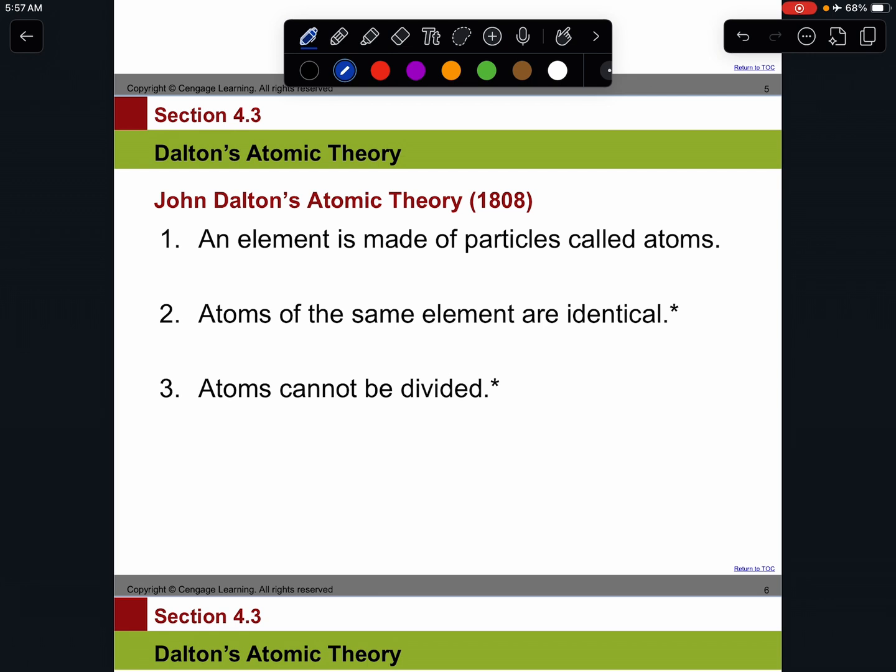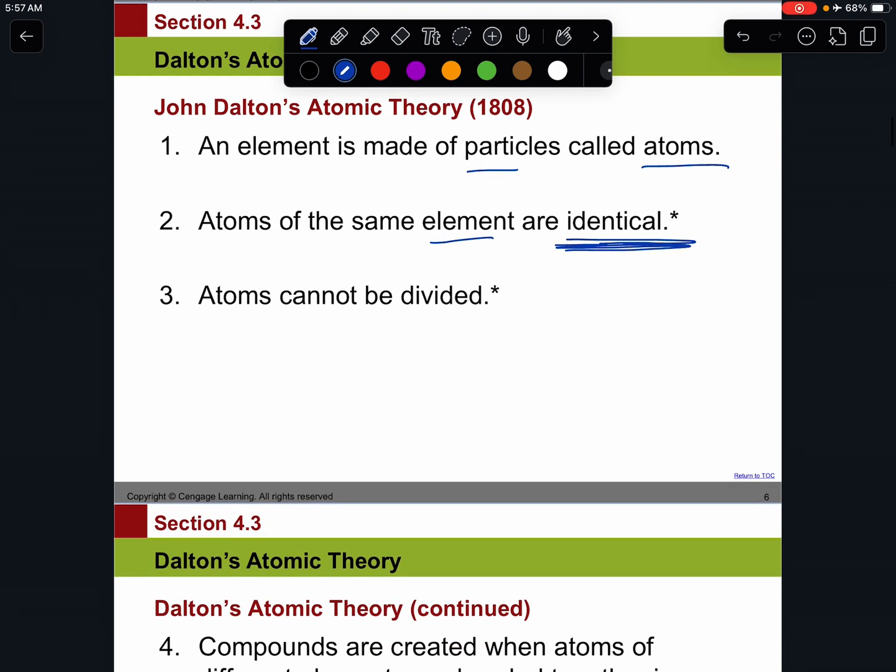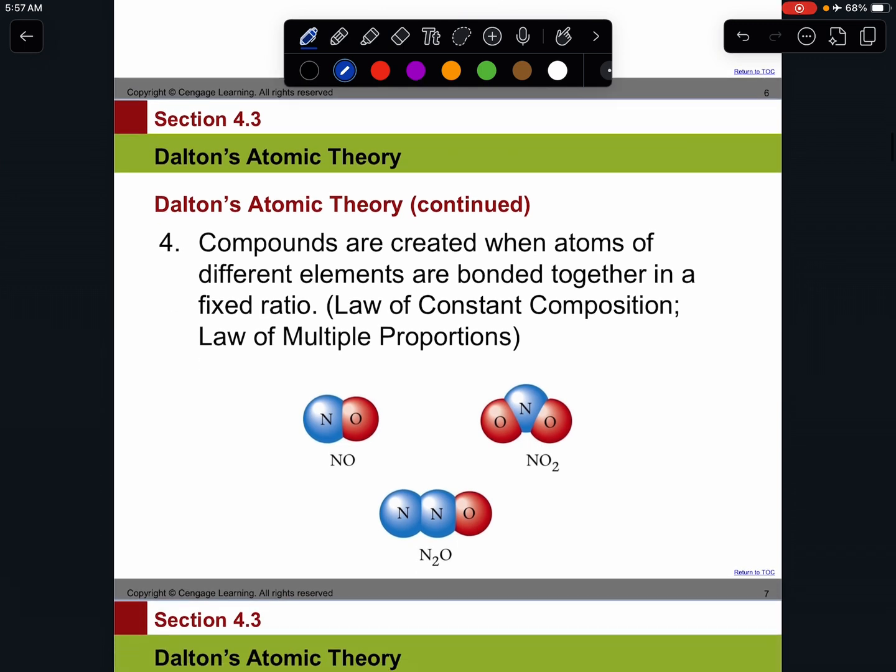So his theory was an element is made of particles called atoms, and we know that to be true. Atoms of the same element are identical. We are going to learn that this has been disproven. We can see that the number of neutrons and the number of electrons do change. So this was revolutionary at the time. Some of it still holds true, some of it doesn't. Atoms cannot be divided. This also was found not to be true because atoms can be divided into protons, neutrons, and electrons. Okay, but for it to be actually the element, you can't break it down any further. So a little bit true, a little bit untrue.